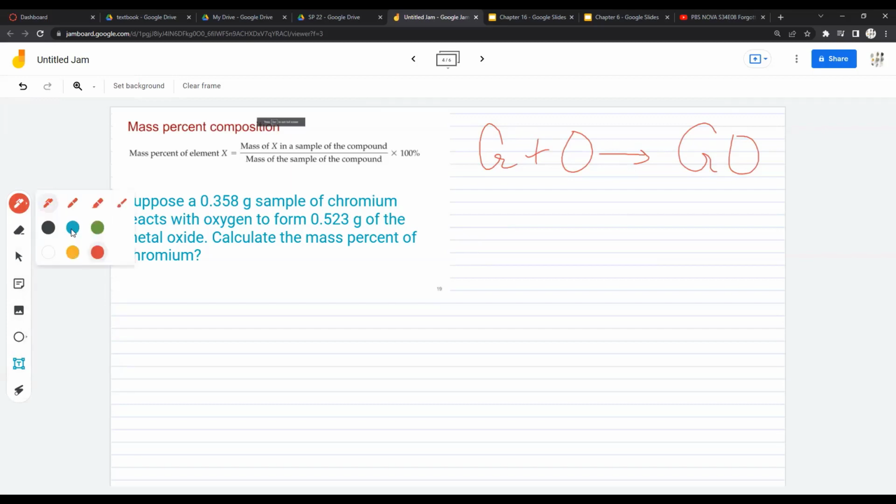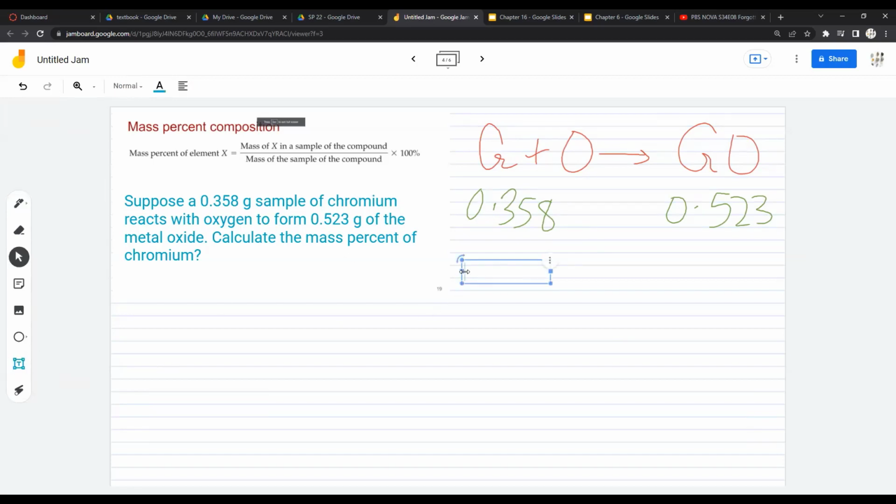The other information we have been given is the chromium is 0.358 grams. And we don't know how much the oxygen is, but it forms 0.523 grams of this compound, right? So that's what we have been given. And we're asked, what's the mass percent of chromium? So in this compound, what is the percentage of chromium in it? So just like this, if this is 25 and your chromium is 20, what's the percent of it? So instead of 25, the amount we have is 0.523 grams and chromium is 0.358 out of that.